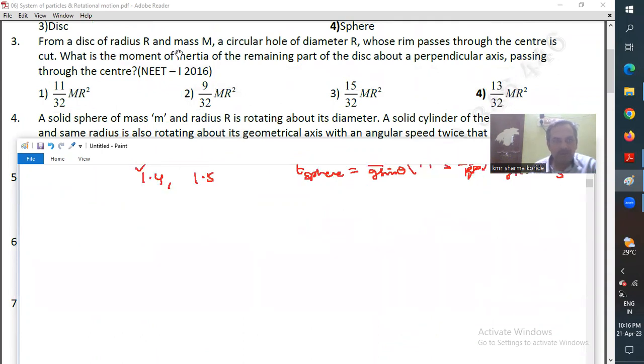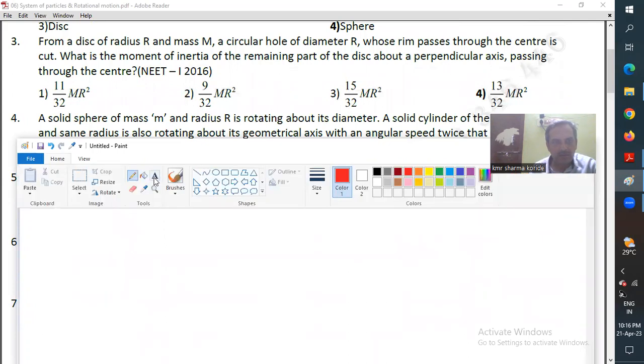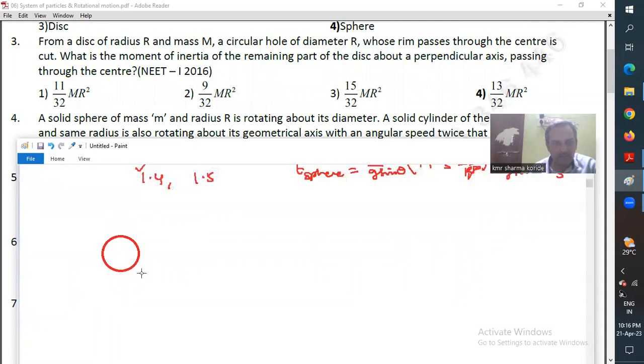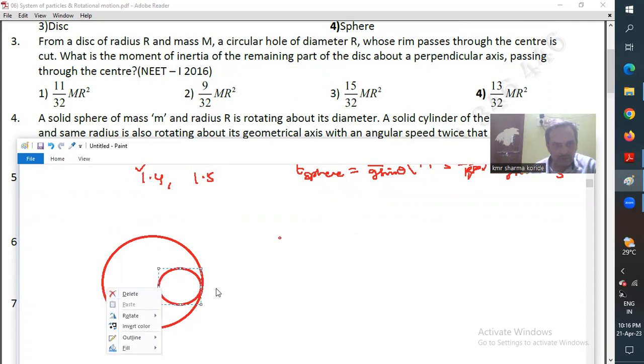From a disk of radius capital R and mass m, a circular hole of diameter capital R, whose rim passes through the center, is cut. What is the moment of inertia of the remaining part of the disk about a perpendicular axis passing through the center? So try to understand. So this is a disk from which a circle of diameter R is cut.